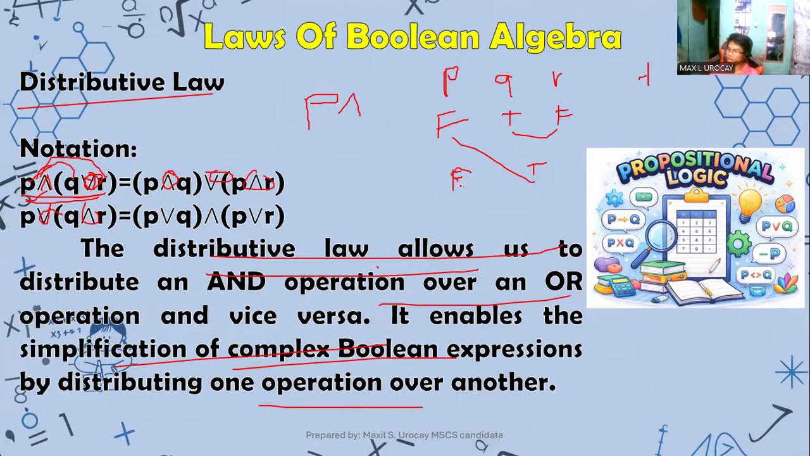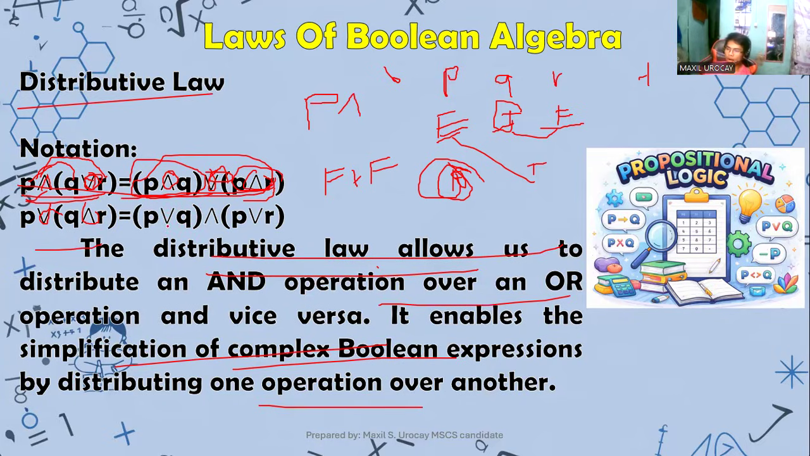Now, let's try to see if the answer here will equate to false. Now, P and Q, false and true, that is false. And we have here P and R. We have P false and false, it will become false because multiplication for AND. Now we have OR. False plus false, it will become false. Therefore, they are distributive equivalent.